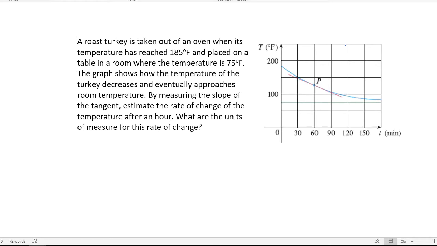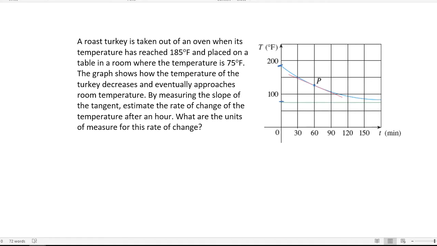On this graph that we have over here, the blue graph is the temperature of our turkey. It comes out of the oven at 185 degrees, and then it's going to cool down to room temperature. We can see in green here the temperature of 75 degrees. Our temperature is going to approach room temperature over time as it cools. Again, the graph shows this relationship as the temperature decreases.